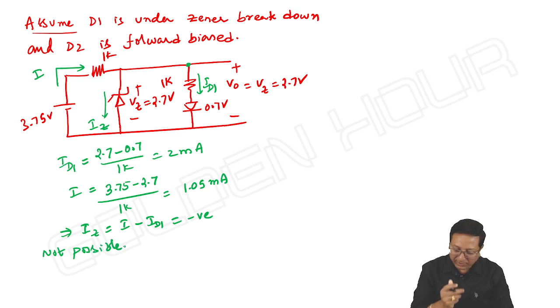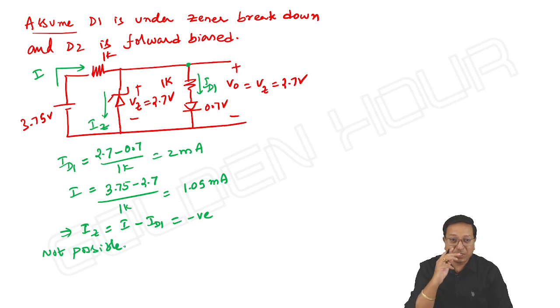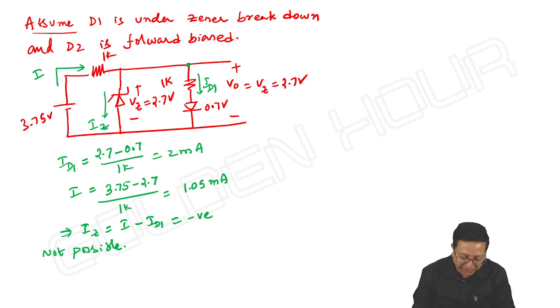If the Zener diode is under breakdown, the cathode to anode current should be positive. If a diode is forward biased, the anode to cathode current should be positive. Here, with the Zener diode under breakdown, the cathode to anode current should be positive, but we are getting negative. Not possible, which means the Zener diode is not under breakdown.